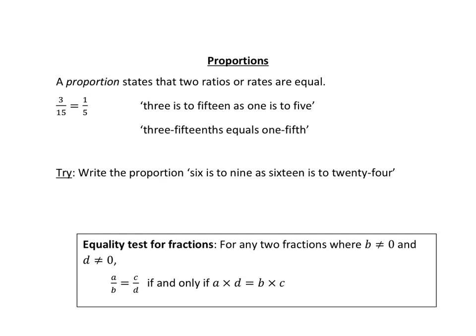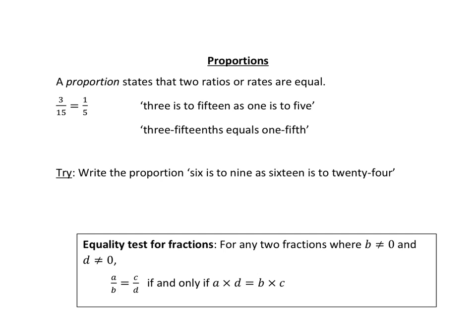This lesson is all about proportions. And a proportion states that two ratios or rates are equal. If you look at the little equation here, it really looks like two fractions that are equal to each other. 3/15 equals 1/5. We could also, if we really want to express it as a ratio, say 3 is to 15 as 1 is to 5.